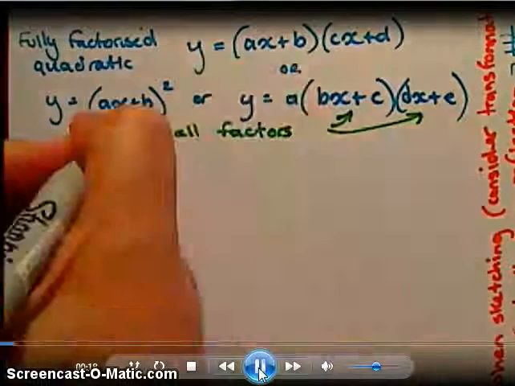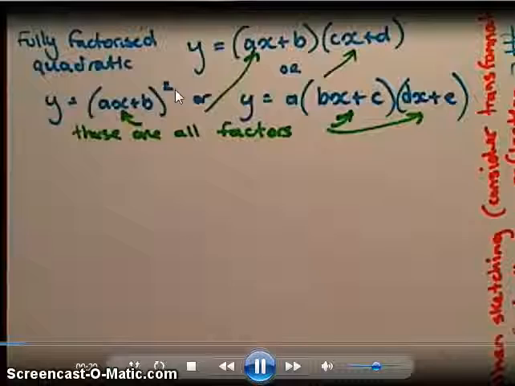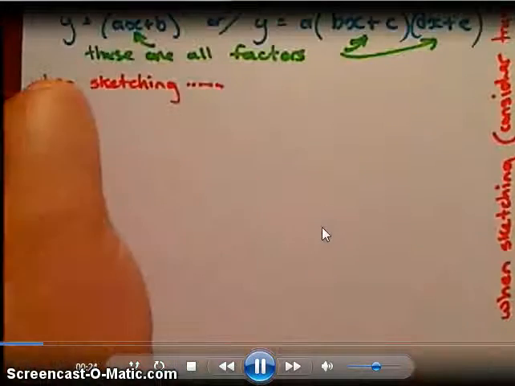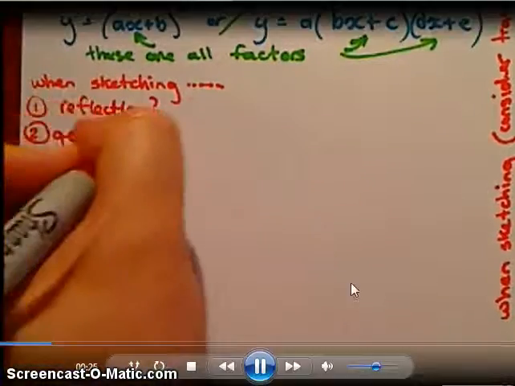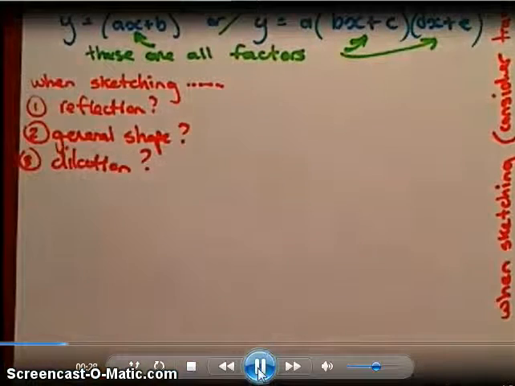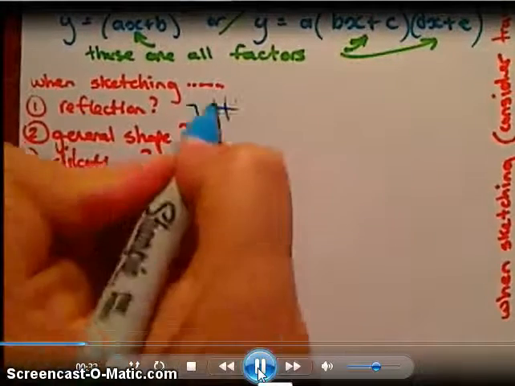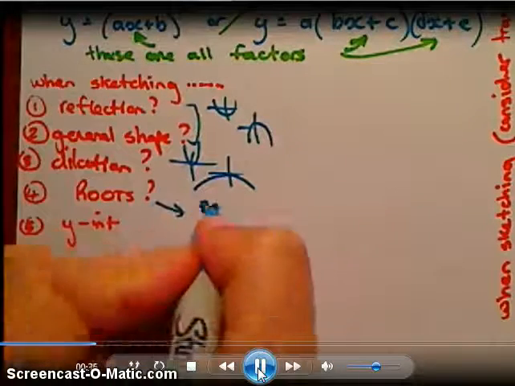So what we have here are three different ways of demonstrating the quadratics. Two factors, the one factor squared, or two factors with a dilation factor at the beginning. So when sketching these, again, ask yourself, is there a reflection? What is the general shape? Is it going up? Is it going down? What's the dilation? Is it steeper? Is it flatter? And then you ask yourself, where are the roots?